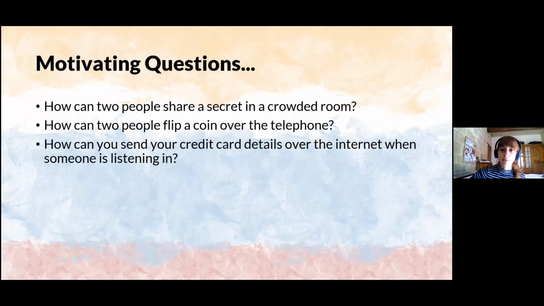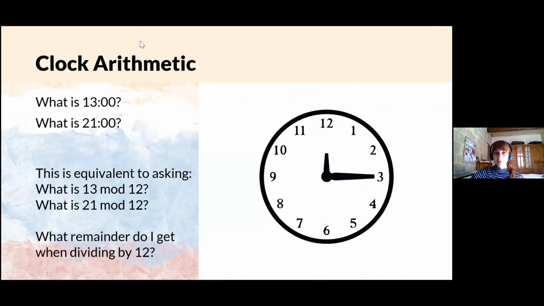So a couple of motivating questions. How can 2 people share a secret in a crowded room? How can 2 people flip a coin over the telephone when they don't trust the other person? And how can you send your credit card details over the internet when someone can easily listen in? Obviously I won't answer these directly, but this talk will hopefully give you the tools to answer these questions yourself. But to get to this, we need to take a journey into a whole different topic, which is modular arithmetic, sometimes called clock arithmetic.